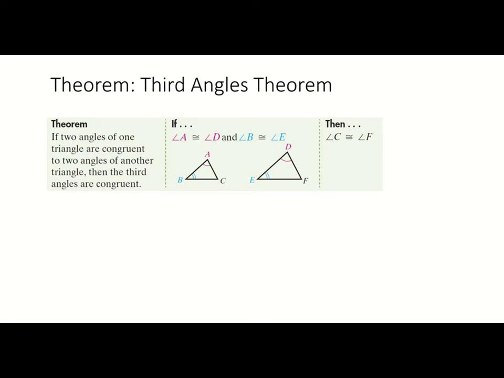Now we have our first theorem of this section, and it is the third angles theorem. This is one theorem that you can use to prove angles are congruent in a triangle, but not necessarily that two triangles are congruent. The theorem says if two angles of one triangle are congruent to two angles of another triangle, then the third angles are congruent, which makes sense because all three angles have to add up to 180. Now again, this is a theorem we can use to prove angles are congruent, but we cannot use it to prove that triangles are congruent.